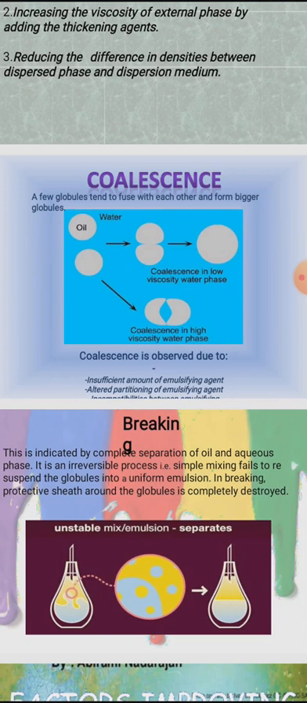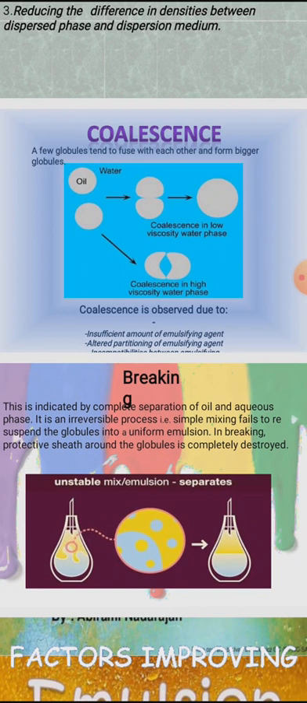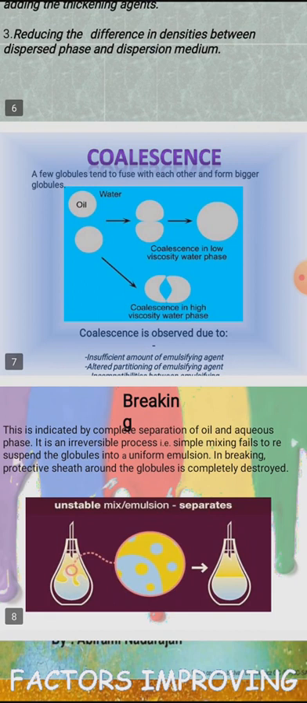Now what is the reason behind this coalescence? Coalescence is observed due to three reasons. The first reason is insufficient amount of emulsifying agent. Second, altered partitioning of emulsifying agent. And third, incompatibilities between emulsifying agents. During preparation of an emulsion, if we use an insufficient amount of emulsifying agent, then coalescence may happen. The second point, altered partitioning of the emulsifying agent, is very important.